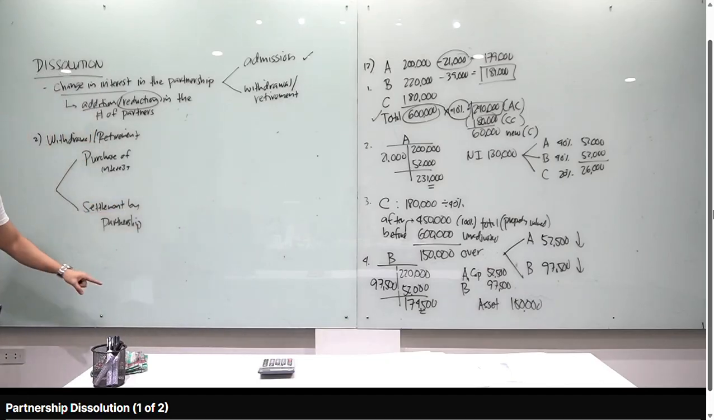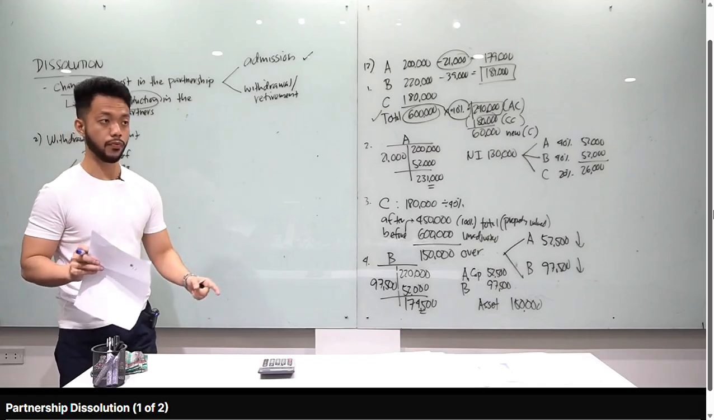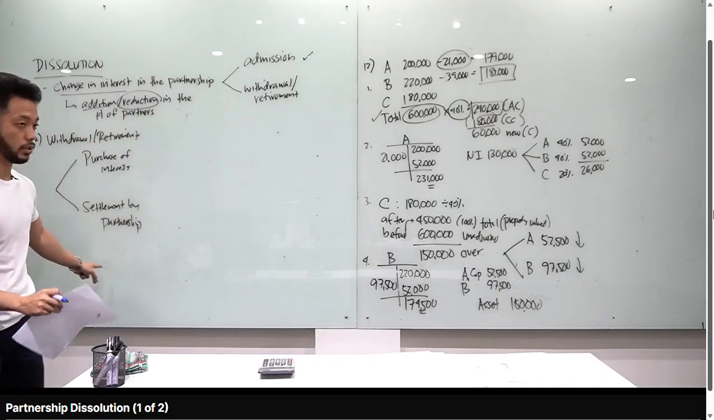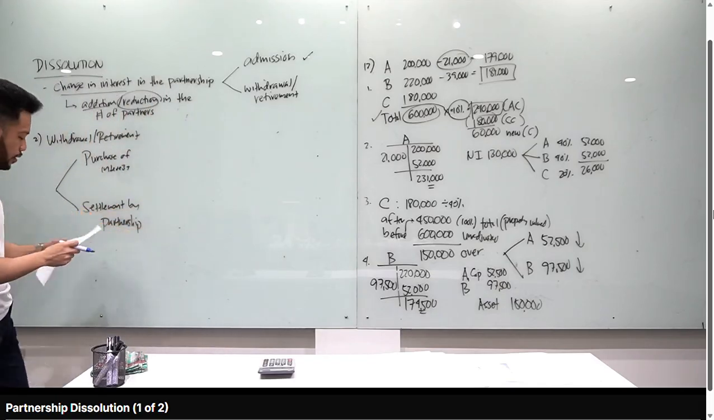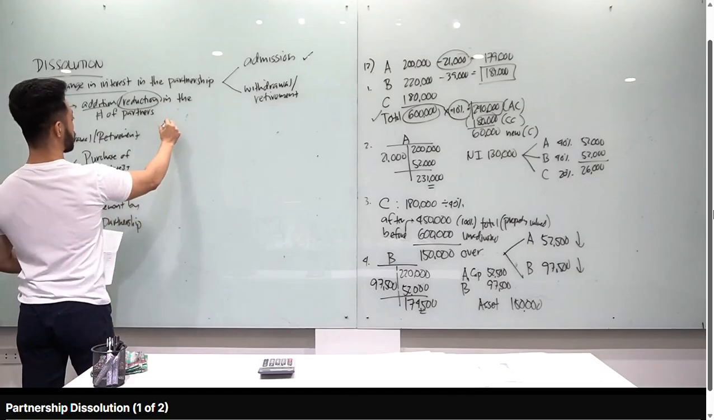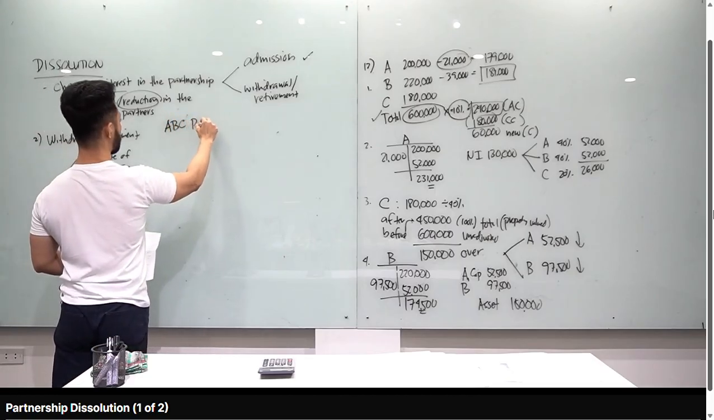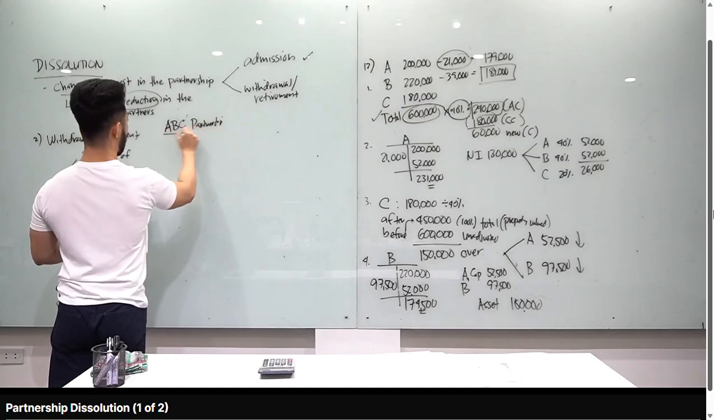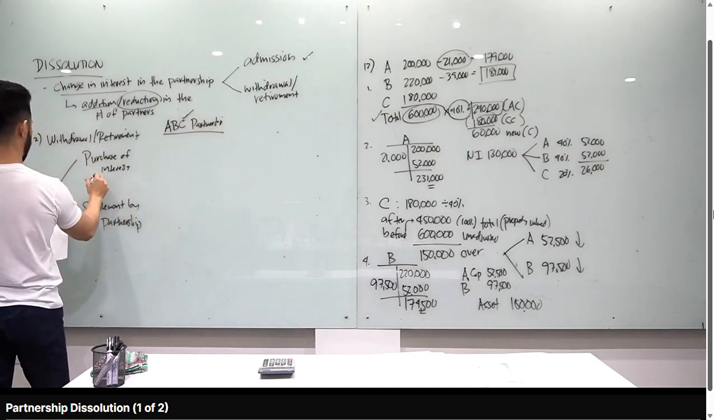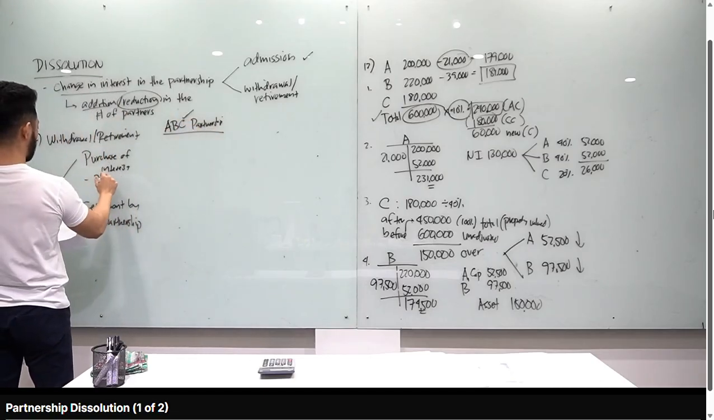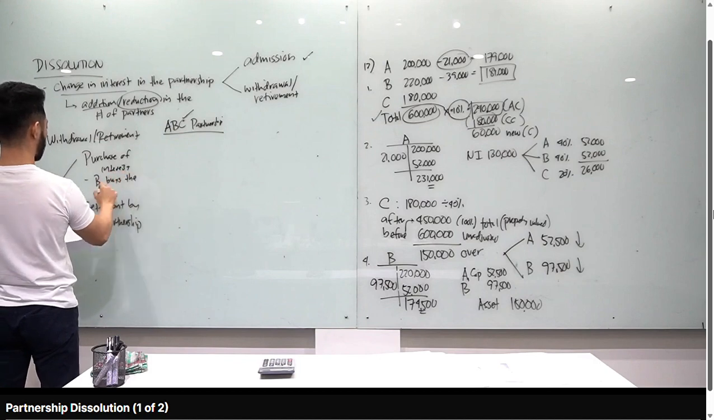Ito naman, settlement by partnership. Kung kanina, meron tayong investment in partnership. Dito naman, si partnership yung magbabayad sa magre-retire. So let's have an illustration. May tatlo tayong partners, ABC. Okay? ABC partnership. And then, aalis si C. Okay? C is retiring. And B buys the interest of C. Alis si C, buys the interest of C.